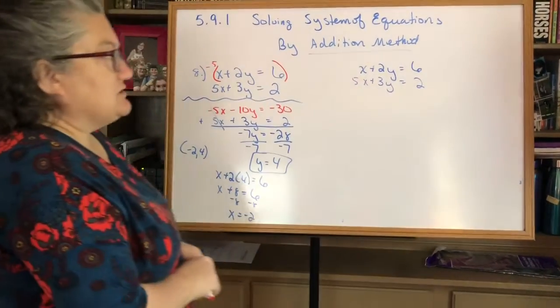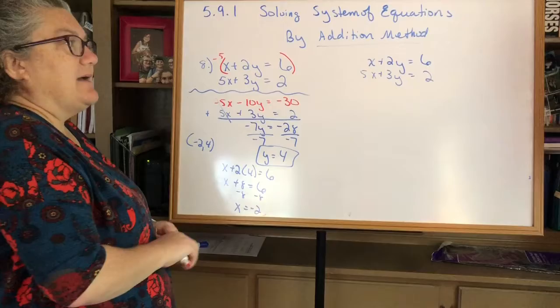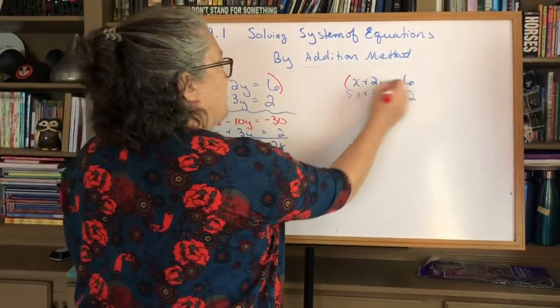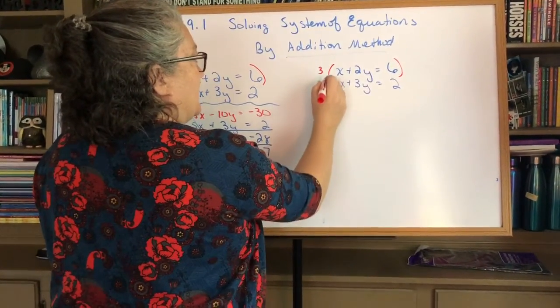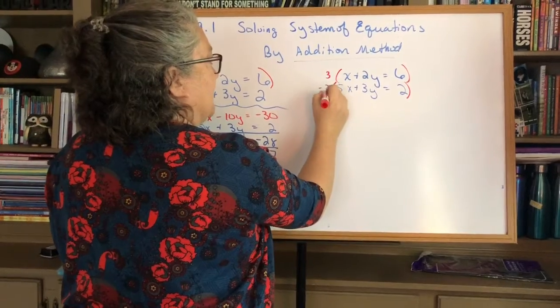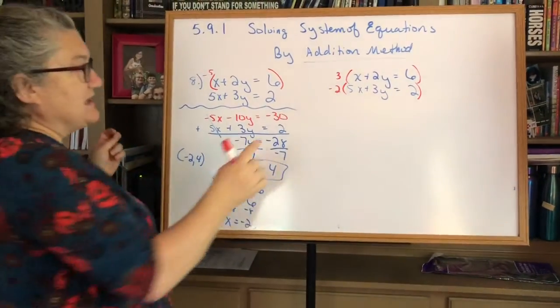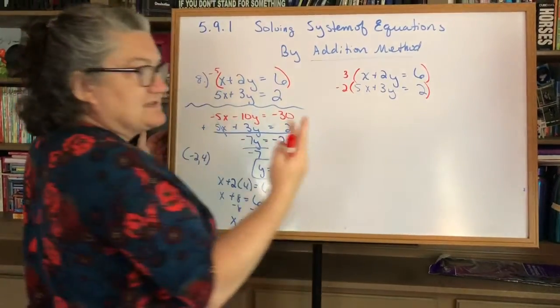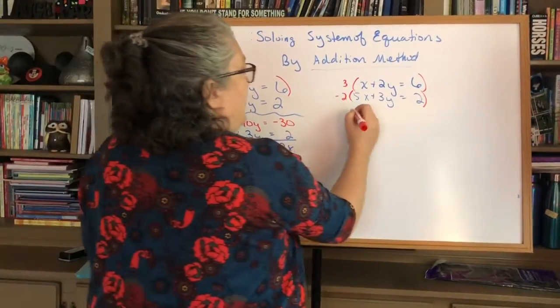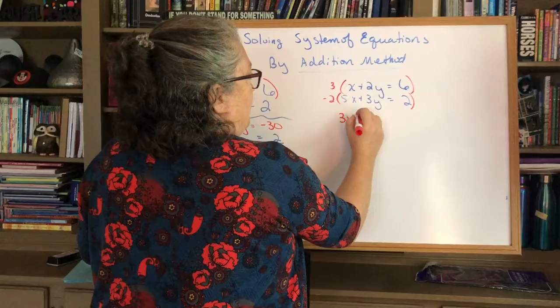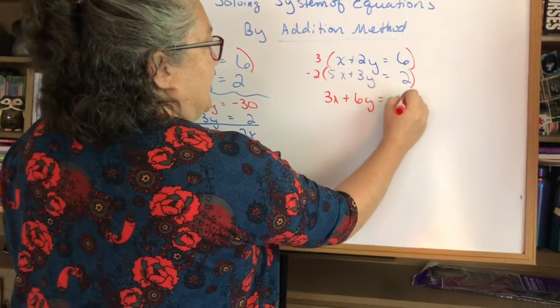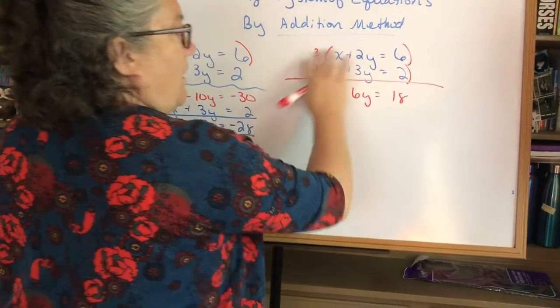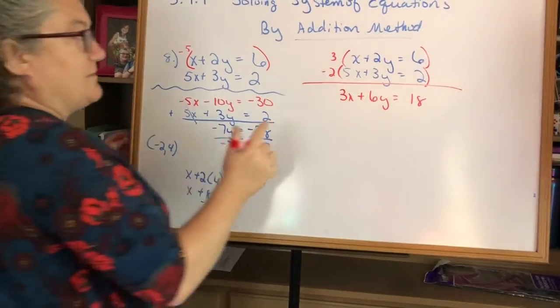So what could I multiply both of these by? Well, I could multiply this top one by a 3 and this bottom one by a -2. Because then 3 times 2 would be 6, and -2 times 3 would be -6, and I'd have opposite terms, right? So we have 3x plus 6y equals 18. Remember, you have to multiply all the way across. Every term has to be multiplied.